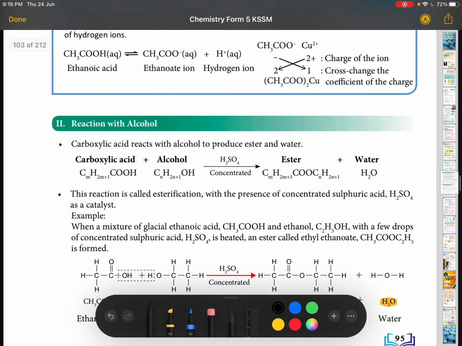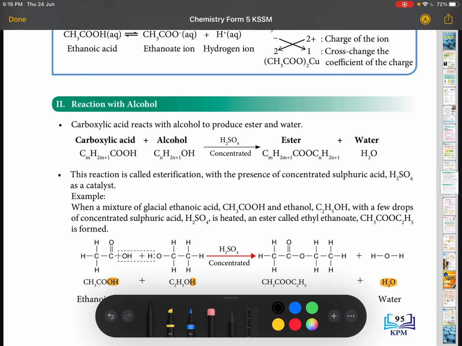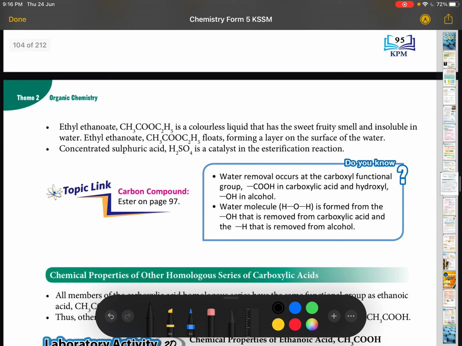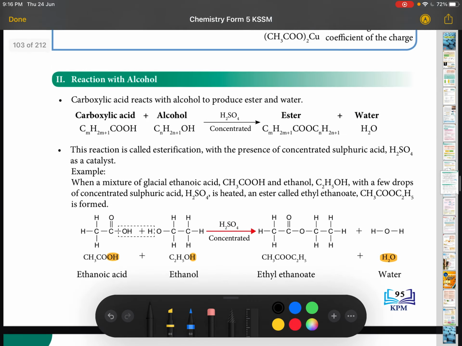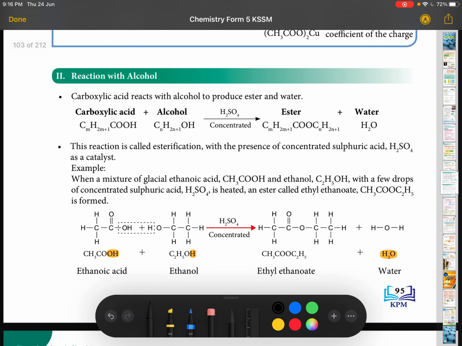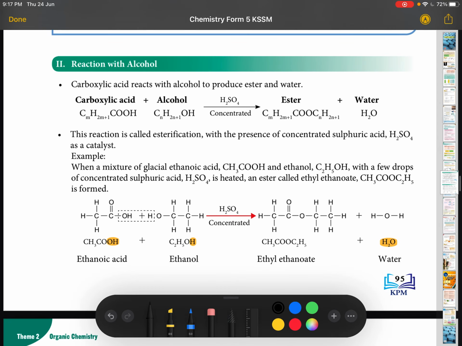Next is reaction with alcohol. This is one of the most important parts of this chapter because the chapter likes talking about ester. You need to react with concentrated sulfuric acid, I think under reflux. I'm going to go back and look at what my book says. But basically, you react with concentrated sulfuric acid and you will produce ester and water. This reaction is called esterification, with concentrated sulfuric acid as the catalyst.